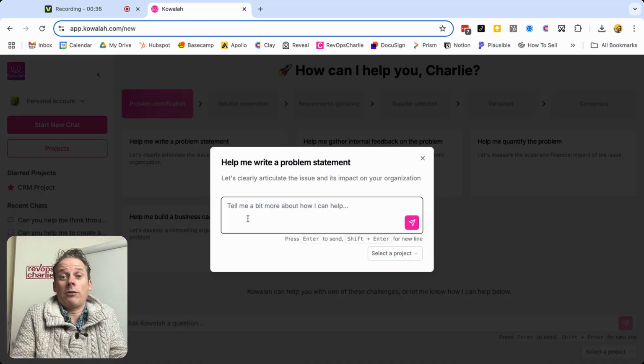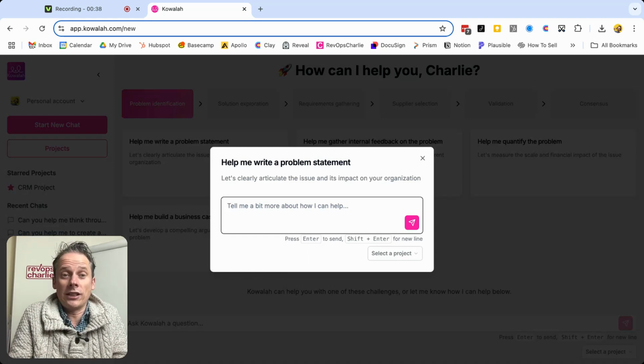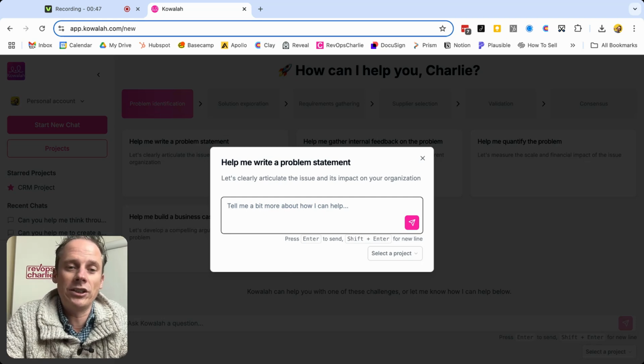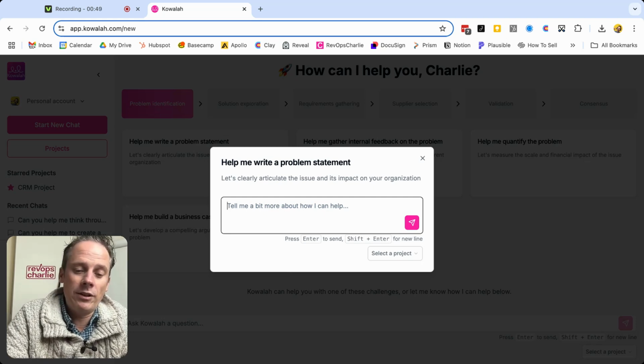And I'm going to go through the process that so many companies are going through at the moment, which is deciding whether they should and how they should implement AI within their organization. And so here we go.